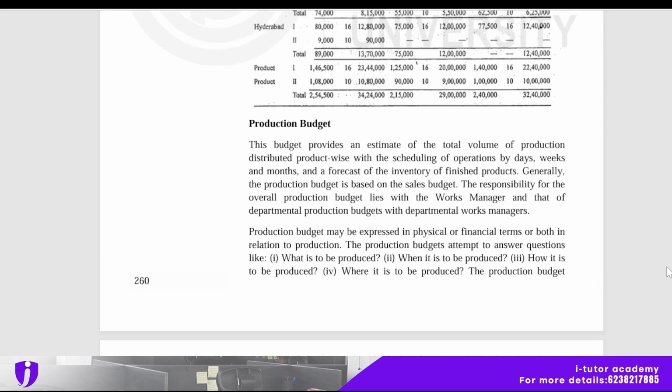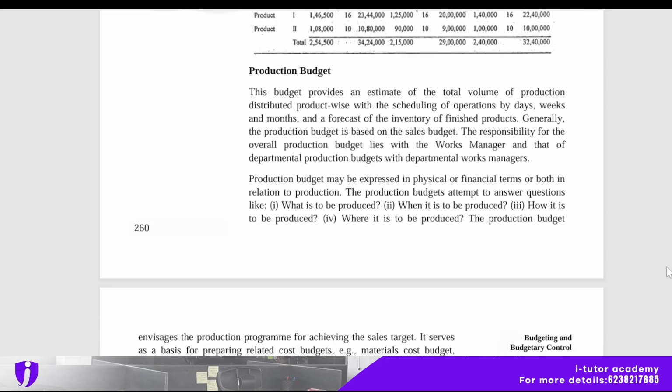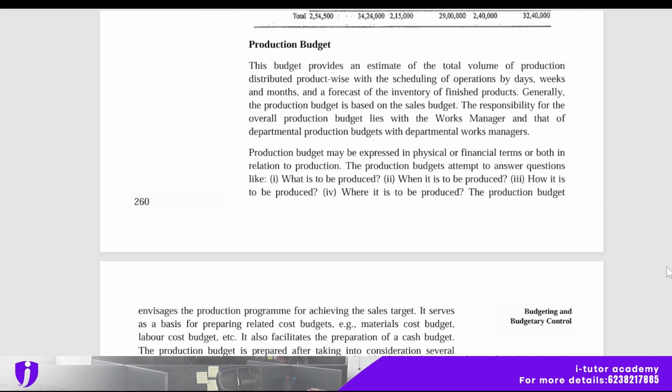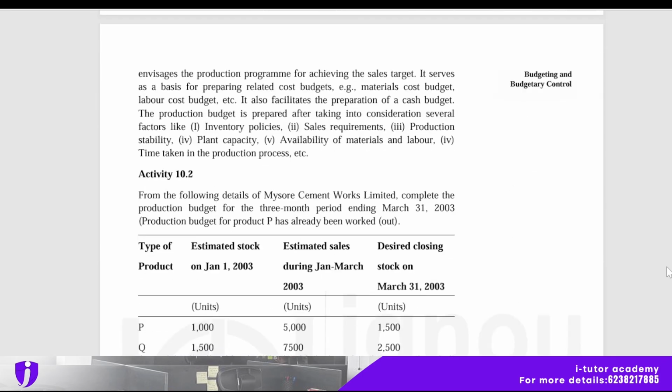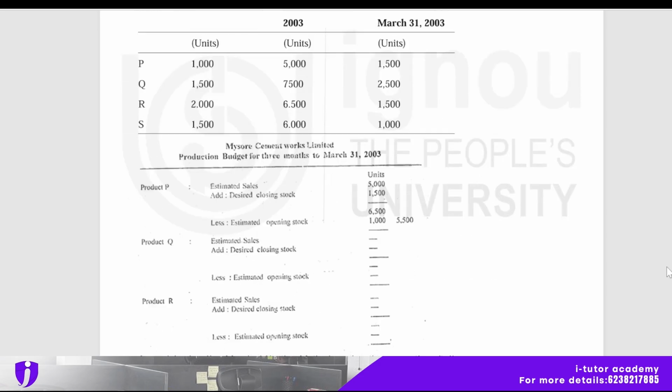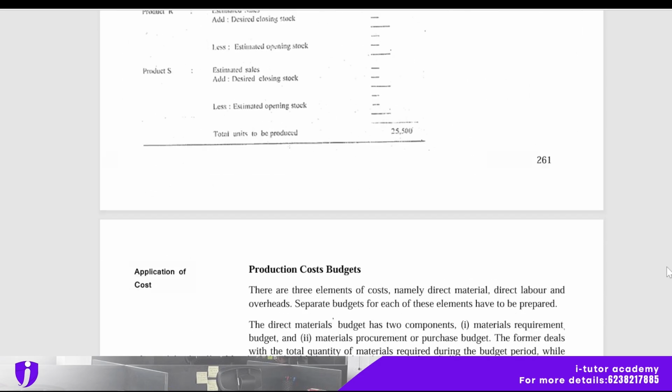And production budget. This budget provides an estimate of the total volume of production distributed product-wise, with the scheduling of operations by days, weeks and months, and a forecast of the inventory of finished product. Generally the production budget is based on the sales budget. The responsibility for the overall production budget lies with the works managers, and that of the departmental production budget with the departmental works managers. So activities are here based on the same. You just go through it and try to answer this.